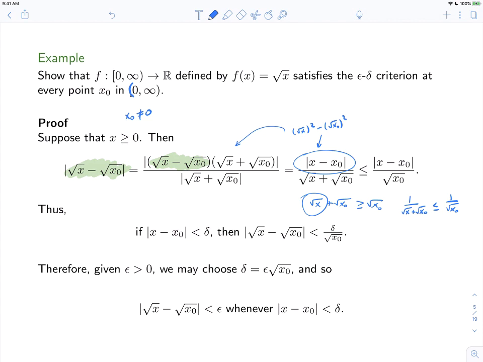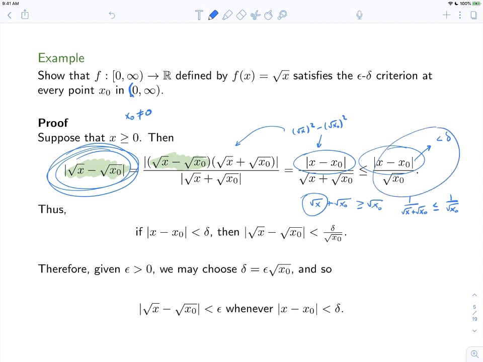We've shown that the original difference, the square root of x minus the square root of x naught in absolute values, is less than or equal to the absolute value of x minus x naught divided by the square root of x naught. Okay, so what does that mean? If we choose x minus x naught sufficiently small, or let's say if we choose this to be less than delta, then that means our original square root of x minus the square root of x naught in absolute values is less than delta over the square root of x naught, as you can see here.